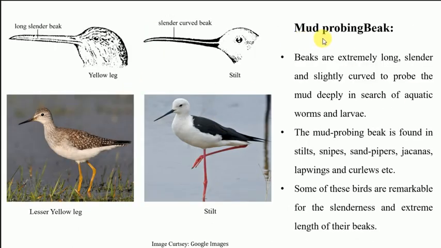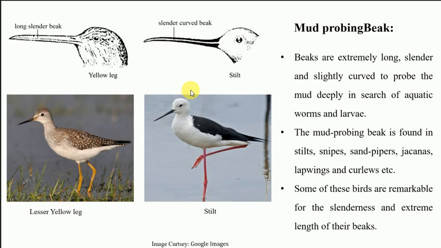The next one is the mud probing beak. The mud probing beak is extremely long, slender and slightly curved to probe the mud deeply in search of aquatic worms and larvae. Means actually this kind of beak is useful for probing the mud, as below the mud the small aquatic worms and the larvae of insects generally hide, and to search for them, the beak is useful for probing the mud so that the birds can approach their food, that is nothing but the worms and larvae.